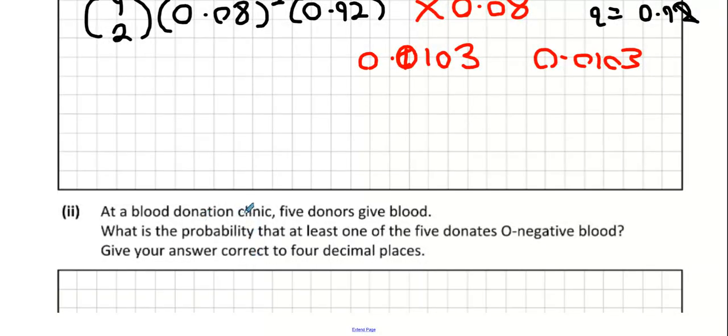At the blood donation clinic, 5 donors give blood. What's the probability that at least one of the 5 donors donates O negative blood? So we'll do that as 1 minus the probability of no O negative donors.